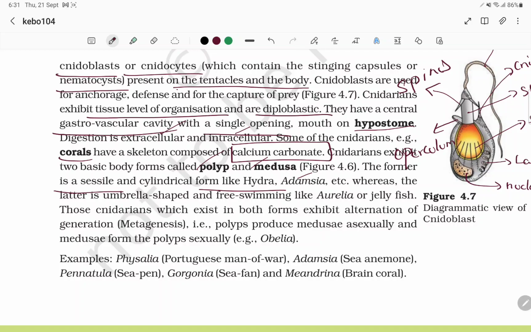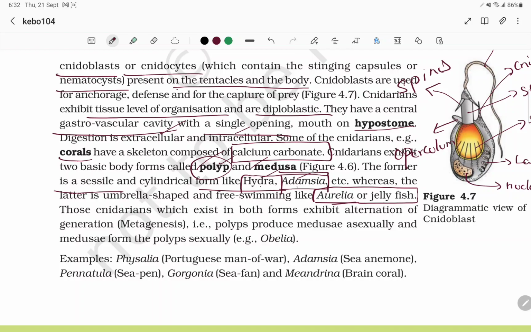Hydra and Adamsia, which is sea anemone, the scientific name of sea anemone being Adamsia, are polyps. We will notice budding in the case of Hydra. For medusa, which is umbrella shaped, we have Aurelia or jellyfish. Why we call it Aurelia is because it is golden in color. That's why we call it Aurelia.